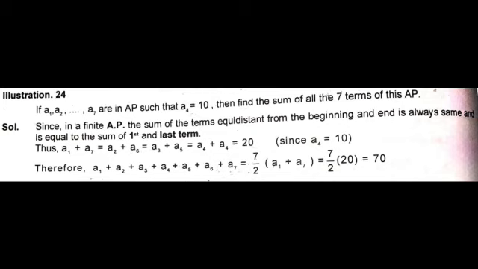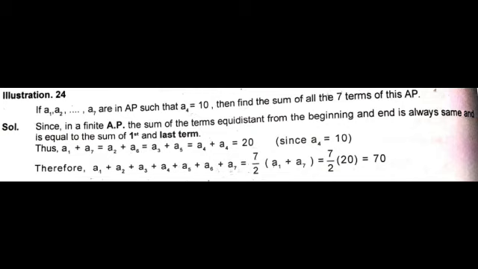Since in a finite arithmetic progression, the sum of terms equidistant from the beginning and end is always the same and is equal to the sum of the first and the last term, as I have discussed in the properties, we can say the first term and last term, a1 plus a7, will be equal to the second term plus sixth term, a2 plus a6. This will be equal to the third term plus fifth term, a3 plus a5. This will be equal to a4 plus a4, and a4 is already given equal to 10. So a4 plus a4 is equal to 20.